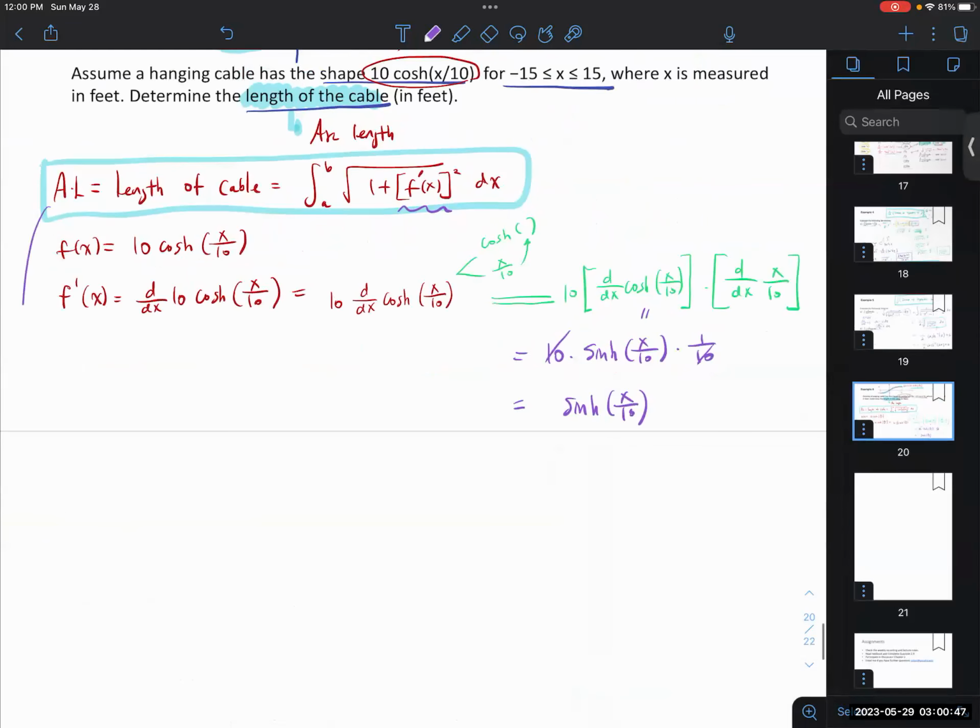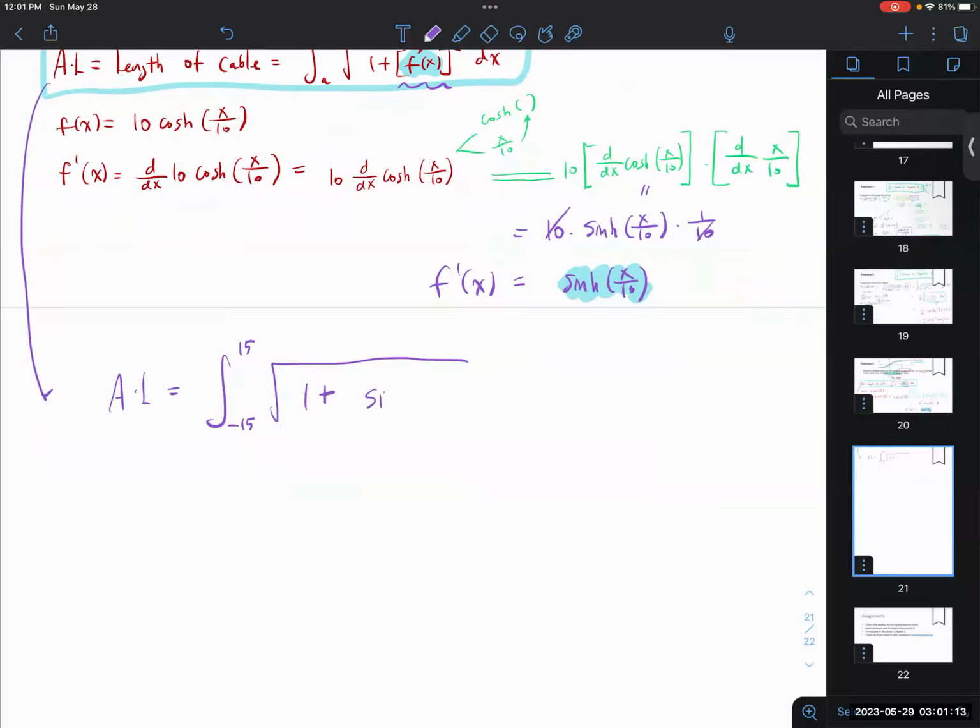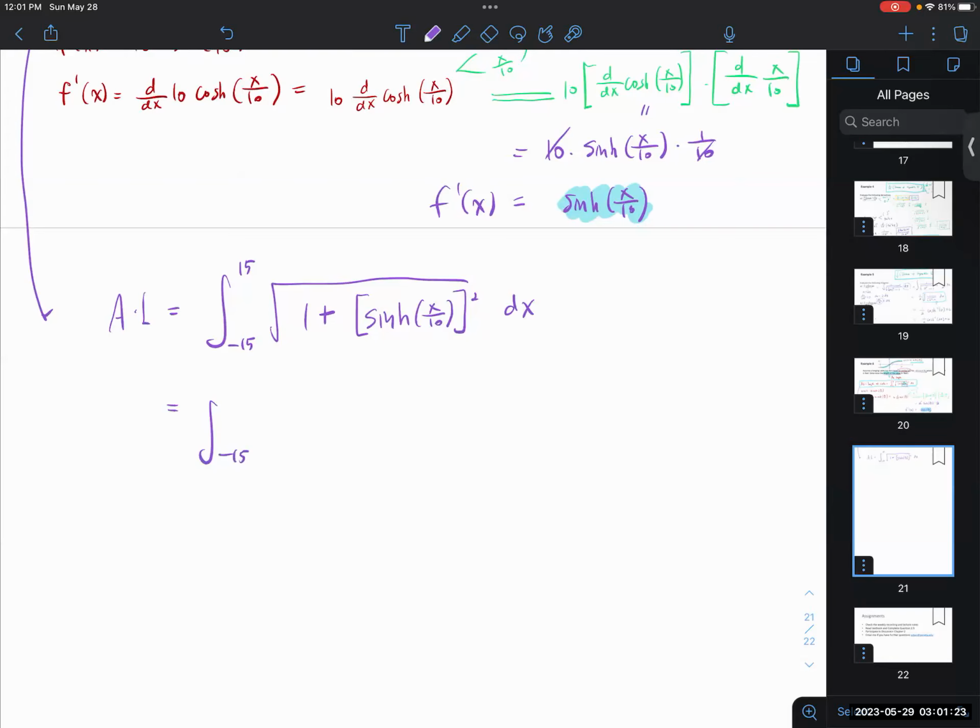So we're going to do arc length from negative 15 to 15, radical 1 plus, and then we found out this information is sinh x over 10. So I'm going to plug in. Oh, actually, my bad. This is only the derivative, right? So this is f prime x. So we have to plug in sinh x over 10, and then second power, and then take the dx. Okay, continue. So negative 15, 15.